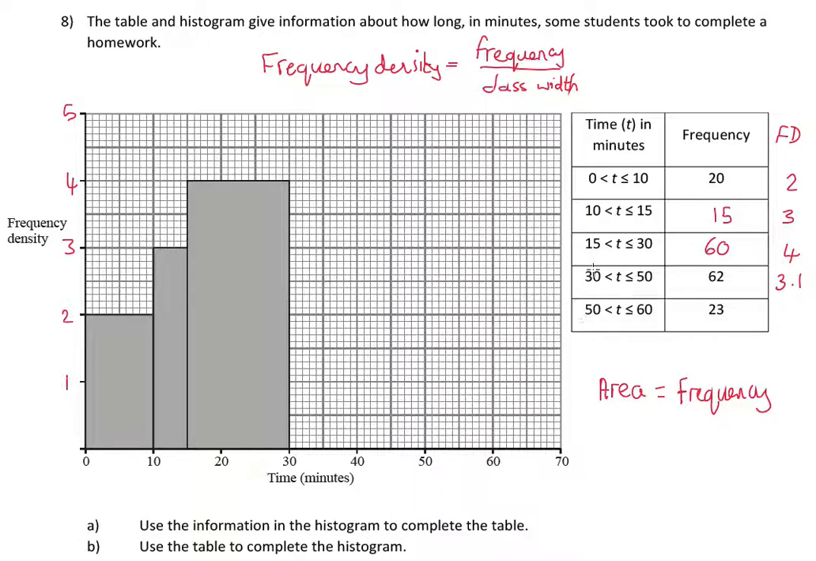Same for the next one. I'll just draw that in first. So across to 50 and up to 3.1. Just check the axis, make sure it's going up in ones. Yeah. Okay. And then the last one, we've got a width of 10, frequency of 23, so 23 divided by 10, 2.3. So from 50 to 60, and we've got to go up to 2.3. There we go.